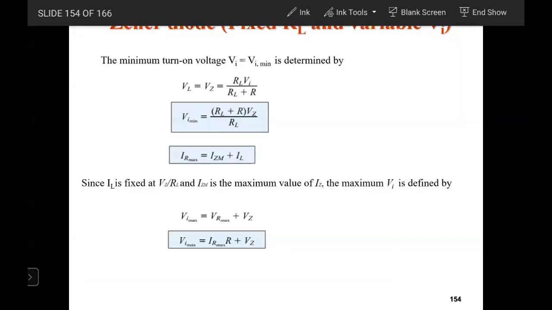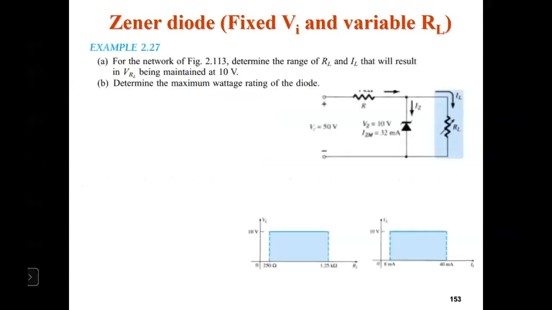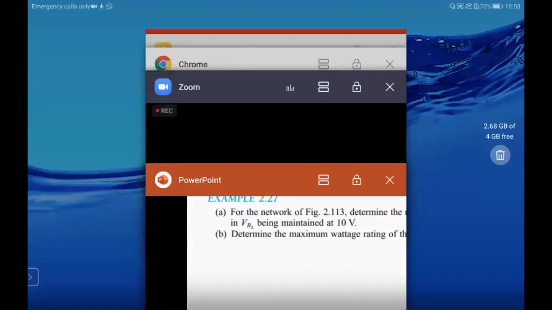In the previous class, we had completed up to this problem. We have seen the fixed VI and variable RL. Let me check how many participants there are.